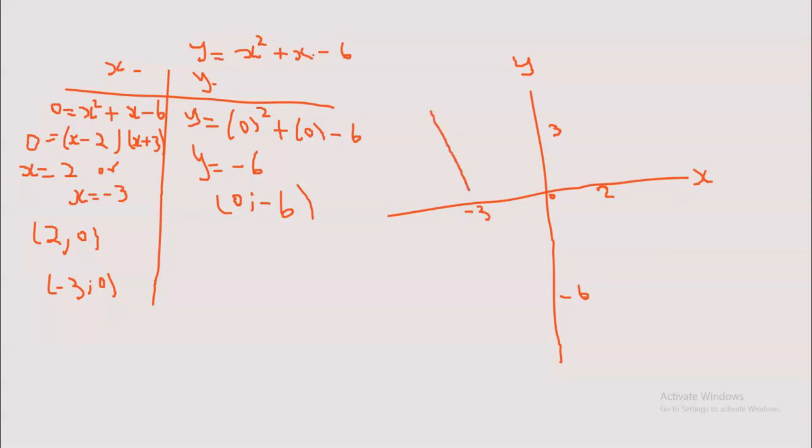And don't forget, a is positive again. This is your a here. Your a is 1, which is positive, so it must be a smiley face. It will cut there, and remember it must cut y there as well, and then it will cut x there as well. So that will be the shape of the graph. It will cut x at negative 3 and at 2, and y at negative 6. That will be your graph using the intercepts.